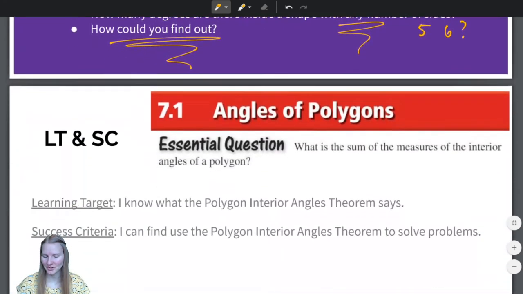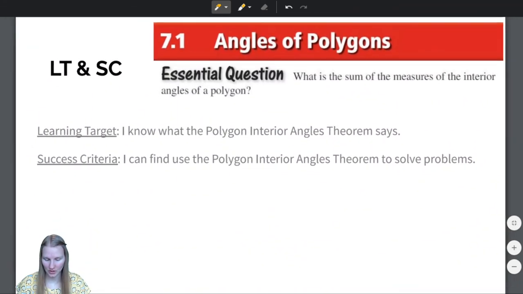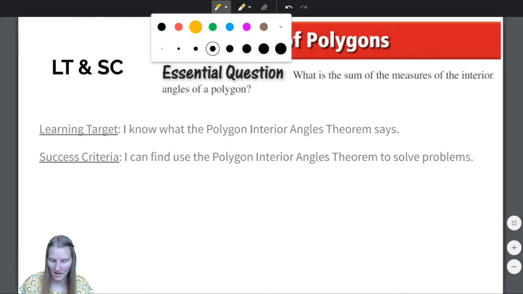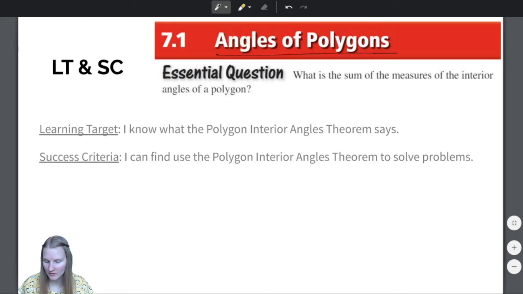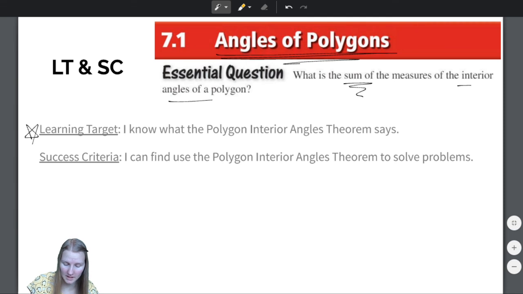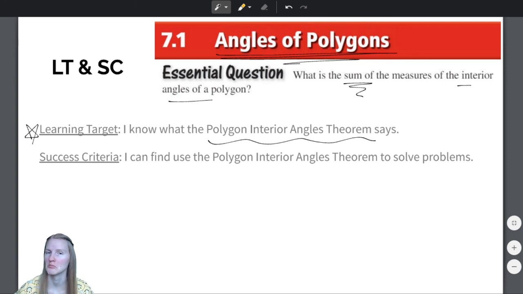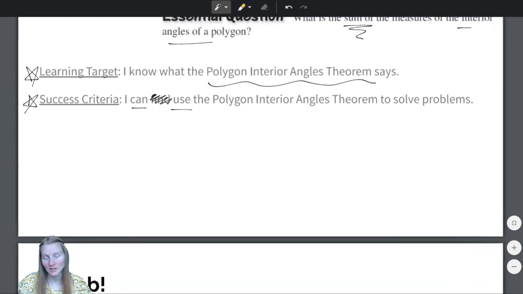So, today, we are starting Chapter 7. We are in Section 7.1, Angles of polygons. Today, we're gonna talk about what is the sum of the measures of the interior angles of a polygon. So, our learning target is that you know what the Polygon Interior Angles Theorem says, and you can use the Polygon Interior Angles Theorem to solve problems. So this is our learning target and success criteria. Let's jump right into it.